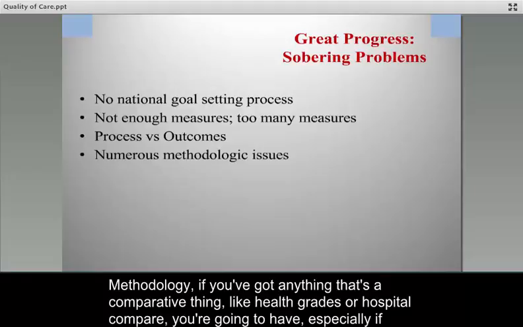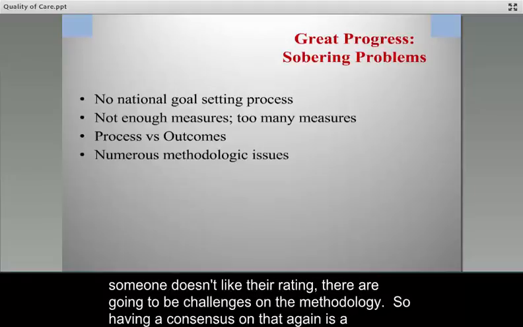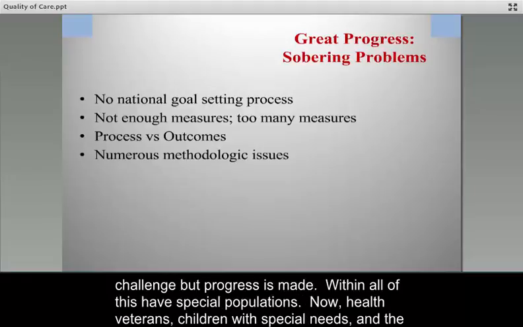Methodology. If you've got anything that's a comparative thing like Health Grades or Hospital Compare, you're going to have, especially if someone doesn't like their rating, challenges on the methodology. So having a consensus on that, again, is a challenge, but progress is made.